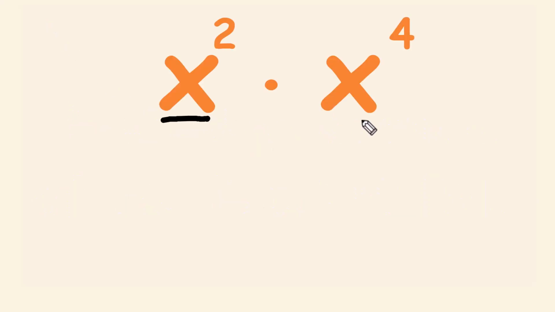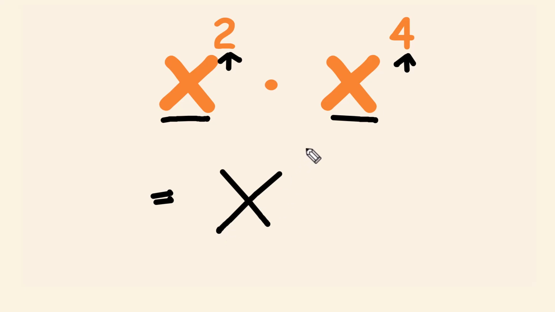Right, here's the first problem. We have the same base. We will add the exponents 2 plus 4. So let's rewrite the base, which is x. 2 plus 4 is 6. Our answer is x to the 6th power.